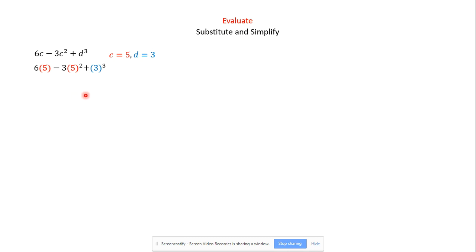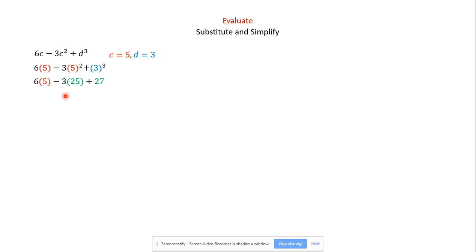And then we simplify. That would be order of operations. First thing, parentheses. There's nothing going on inside of the parentheses, just numbers. So then we can deal with exponents. 5 squared is 25. And 3 cubed? No, it's not 9. How many of you thought 9? 3 cubed is 27. So we have 6 times 5 minus 3 times 25 plus 27.